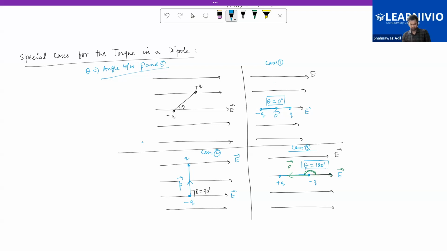Whenever you have noted it down, please do. Okay, sir. So this is the dipole moment, right? And this is the electric field.